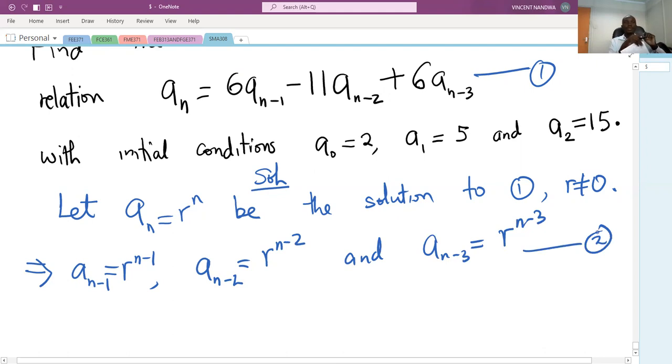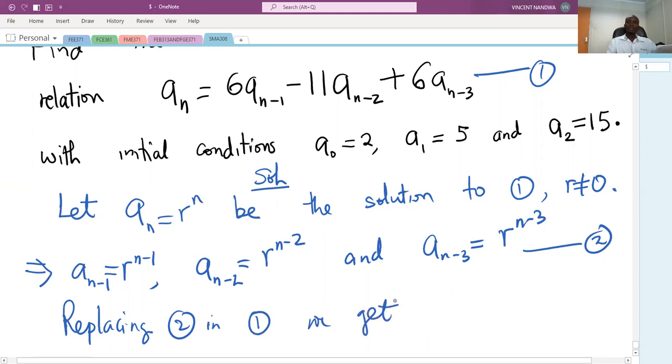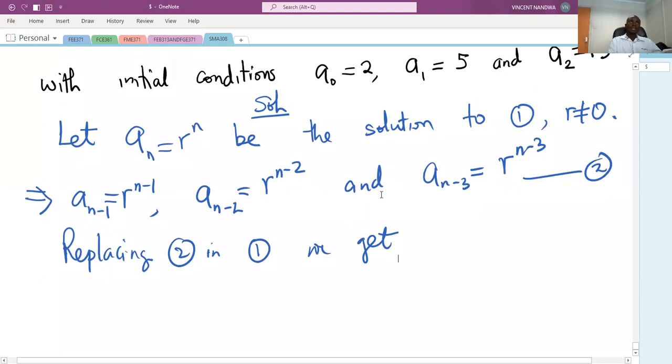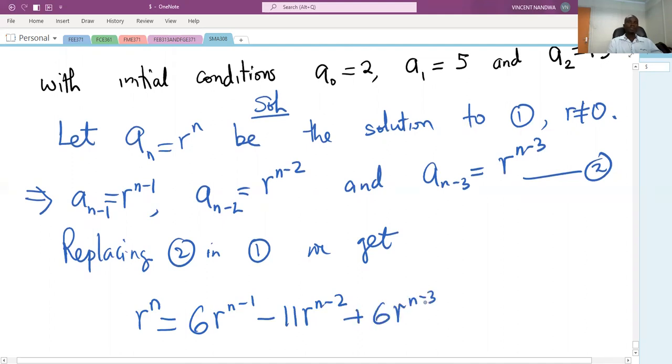So what we do next will be to replace the a_i's with r raised to the power n_i's. So replacing 2 in 1, we get, where we have a_n, we put r raised to the power n equals 6 r raised to the power n minus 1, minus 11 r raised to the power n minus 2, plus 6 r raised to the power n minus 3.